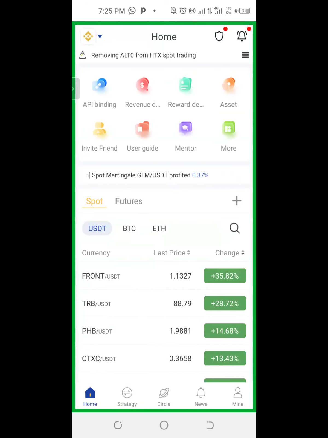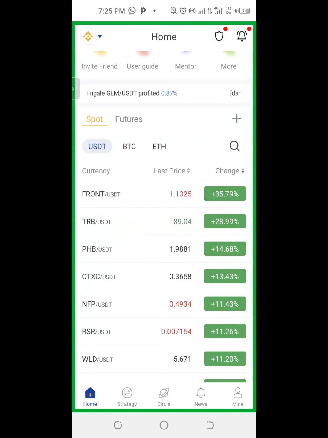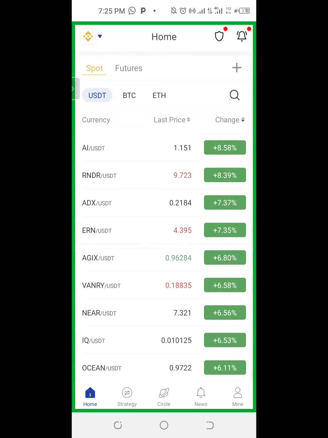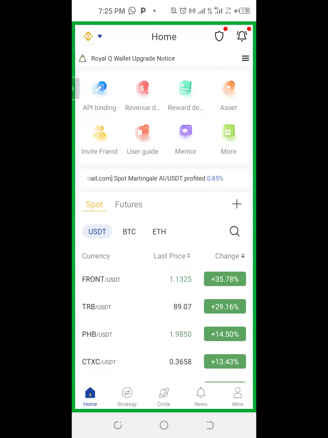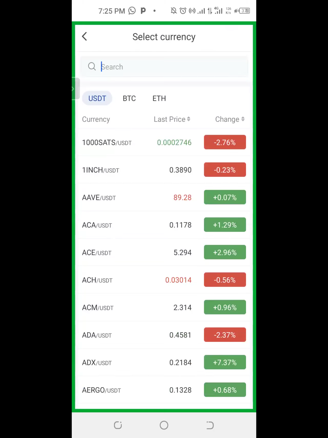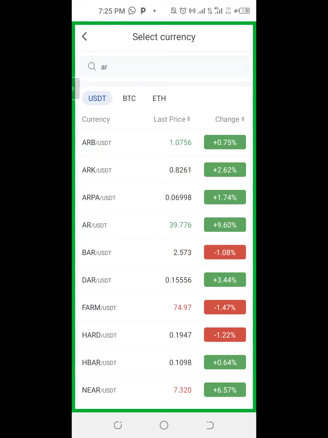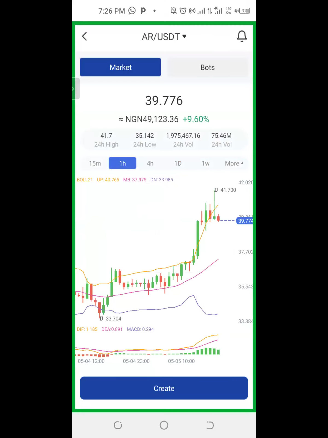I think the coin must have gone back down. Must have retraced. AR. This is it. The coin has retraced back down. At least, okay, let me go to this one. Let me go to 4 hours.